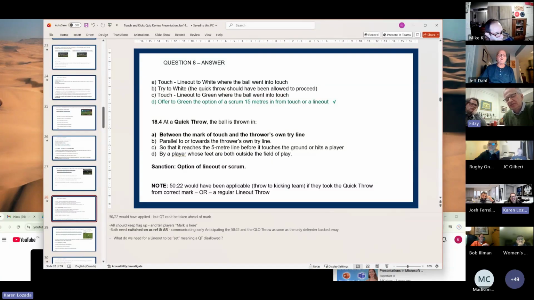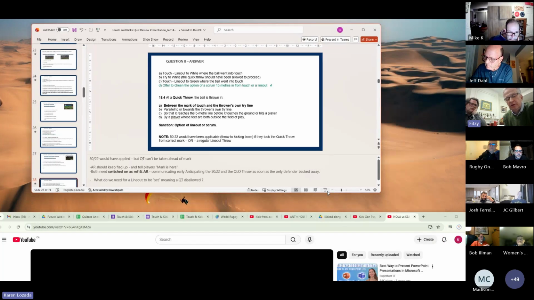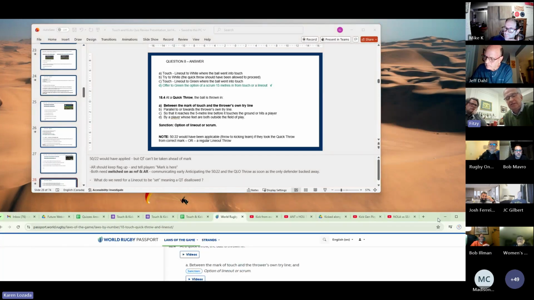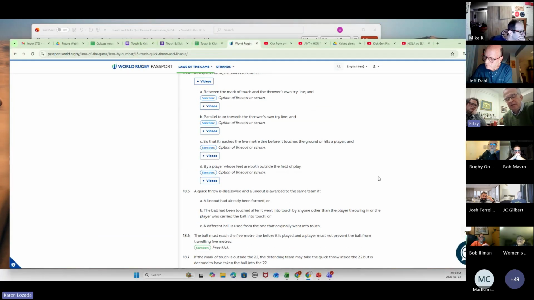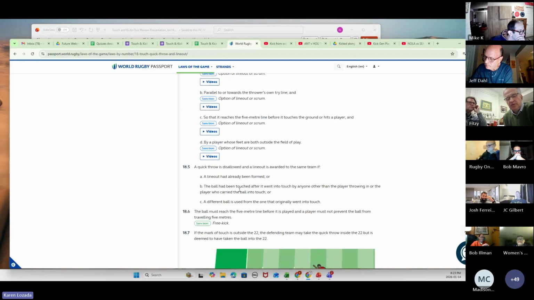Yeah. Anyway, so there are different ways. The quick throw, there are things you can't do and result in a turnover option. So a line out or a scrum. There's 4 of those. You can see them on 18.4. And then there's, just to confuse things, there are ways in which a quick throw is disallowed. This is 18.5, but do not result in that option for the non-kicking team.